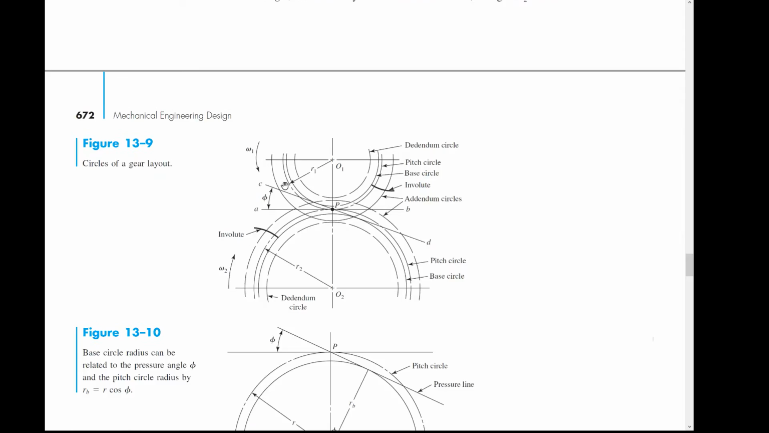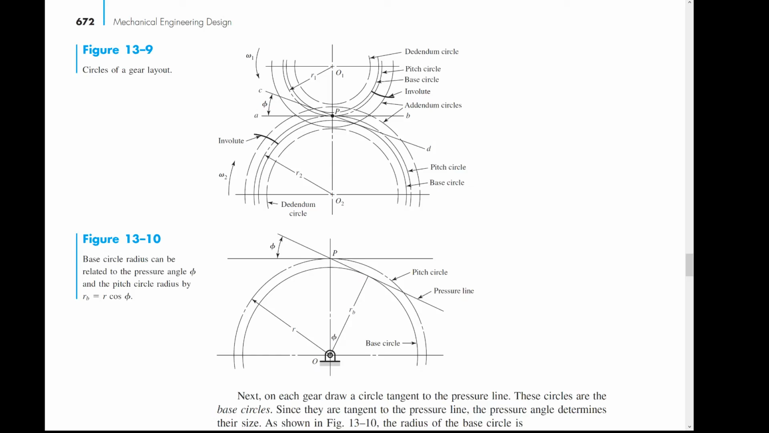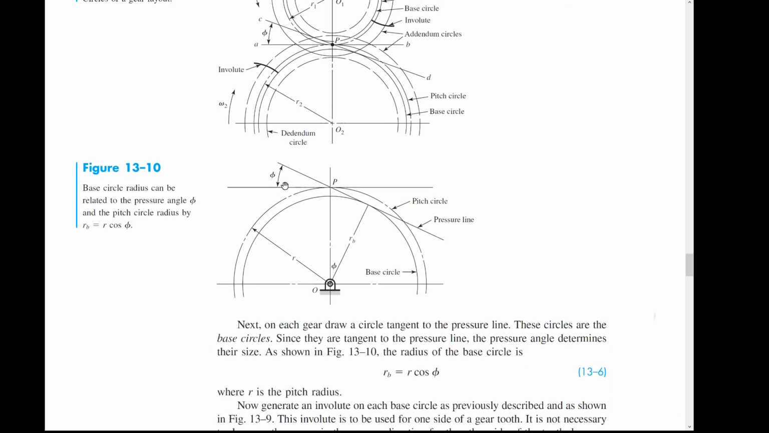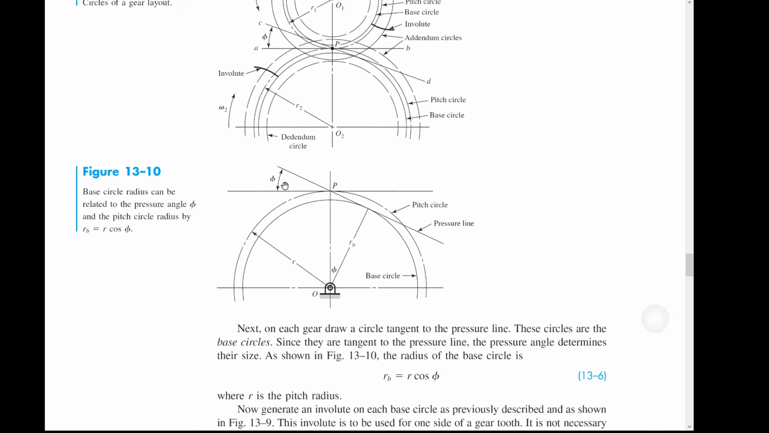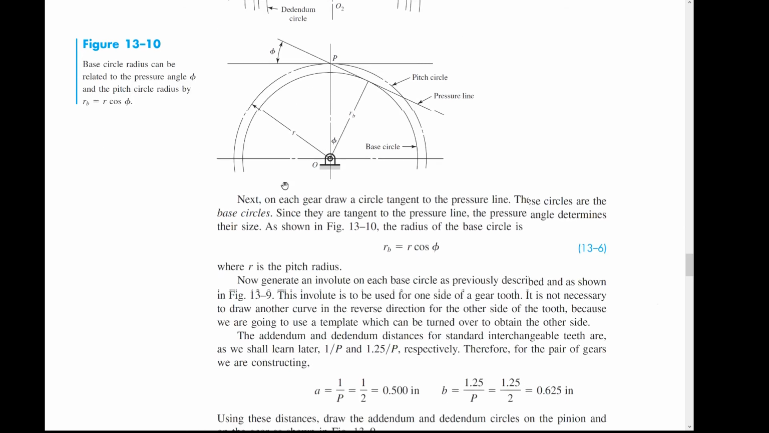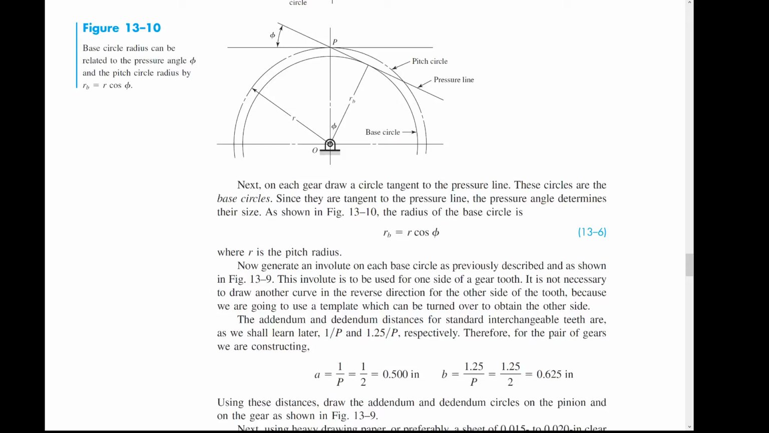The addendum, pitch circle, base circle, involute, addendum circles, B, D, pitch circle, pressure line. Yeah, that's one of the 3 names. Next, on each gear, draw a circle tangent to the pressure line. These circles are the base circles. Since they are tangent to the pressure line, the pressure angle determines their size. As shown in figure 13.10, the radius of the base circle is RB. That's radius of the base circle equals R cosine phi, where R is the pitch radius.